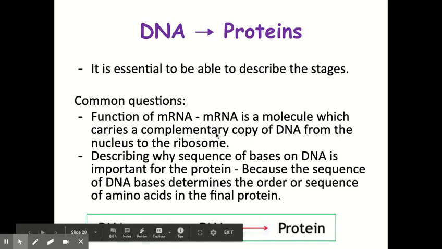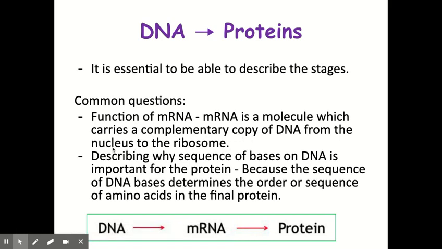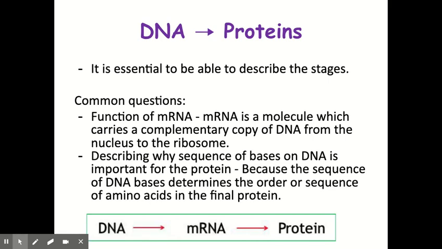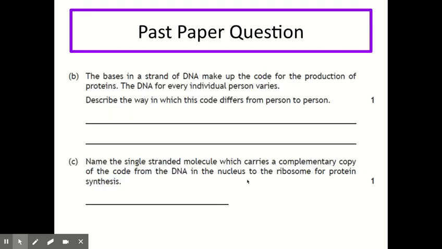You need to say it's a complementary copy of DNA, and you have to say where it goes from and to, so the nucleus to the ribosome. Another common question they ask you is to describe why the sequence of bases on the DNA is important for the protein. And remember, the answer is because the sequence of DNA bases determines the sequence or order of amino acids in the final protein. So let's try out some other past paper questions on these.